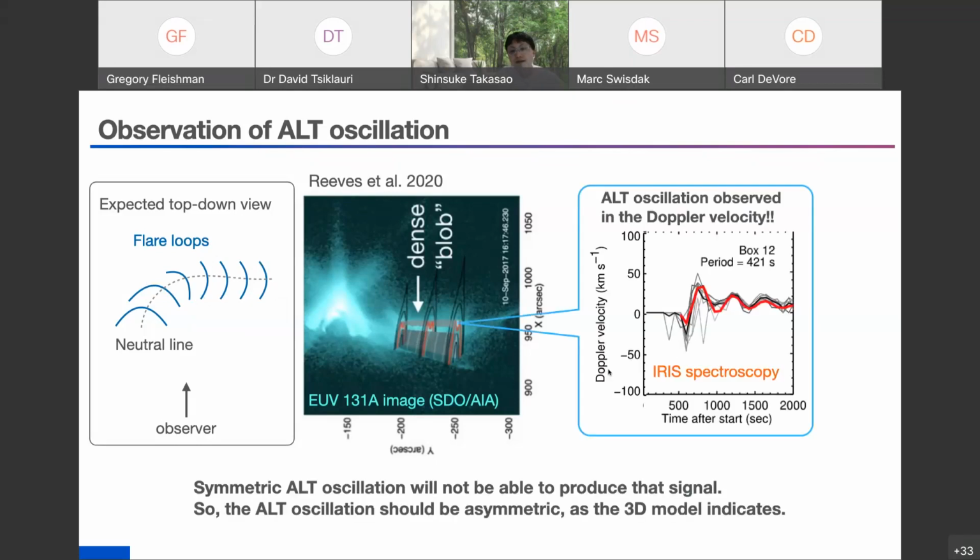And they performed the IRIS spectroscopic observation and found the oscillations in Doppler velocity, and the symmetric ALT oscillation will not be able to produce that signal. So the ALT oscillation should be asymmetric, as the 3D model indicates.